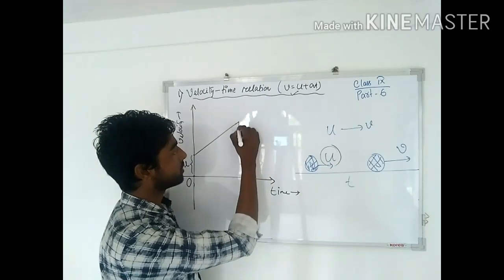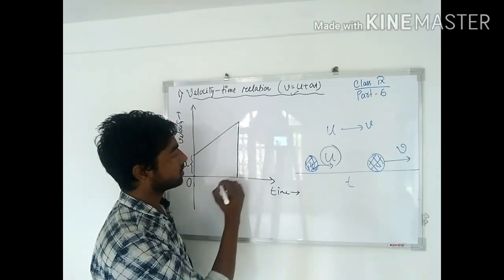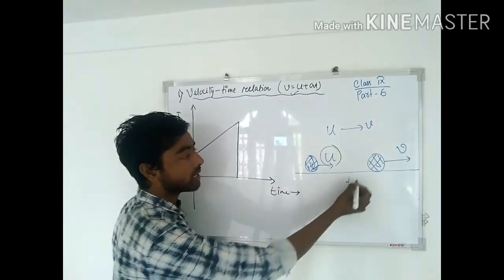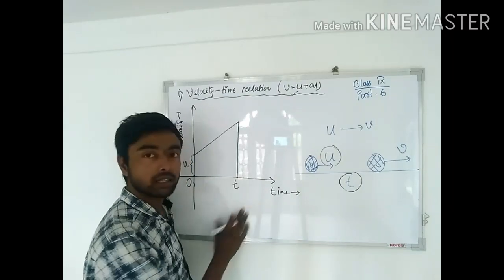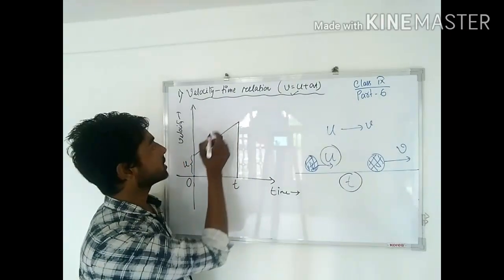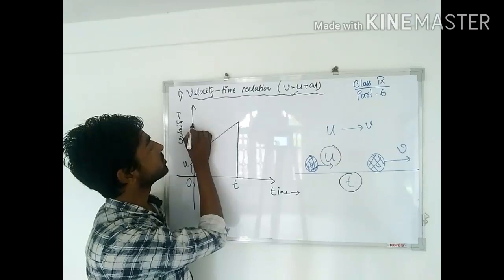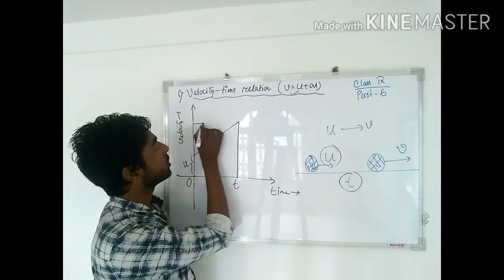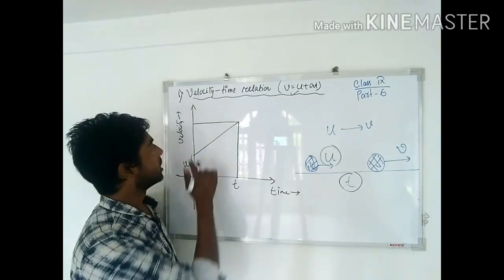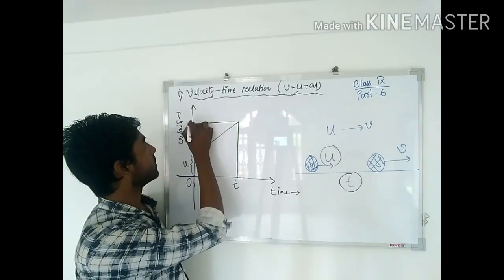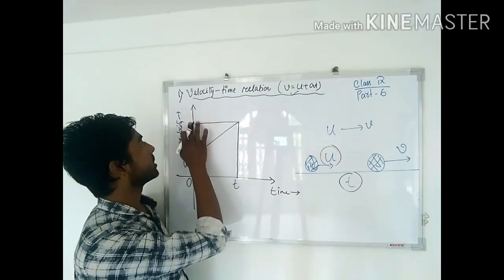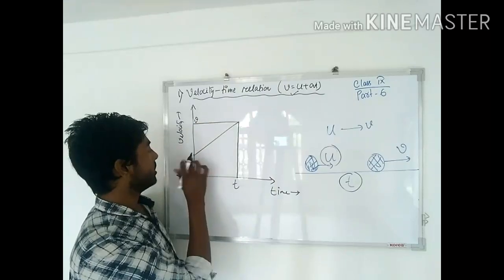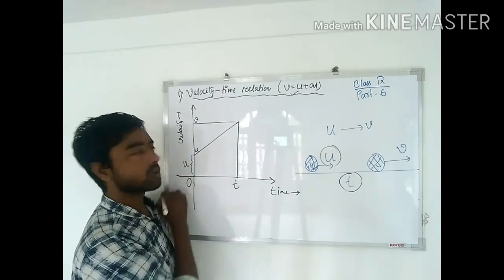Suppose I am drawing one perpendicular. And how much will this time be? It was 0, and this will be after time t. So this time will be t. Understood? After time t, what is its velocity? It is v. This should be straight. You have to draw a straight line. So this will be v. This is v and this is u.